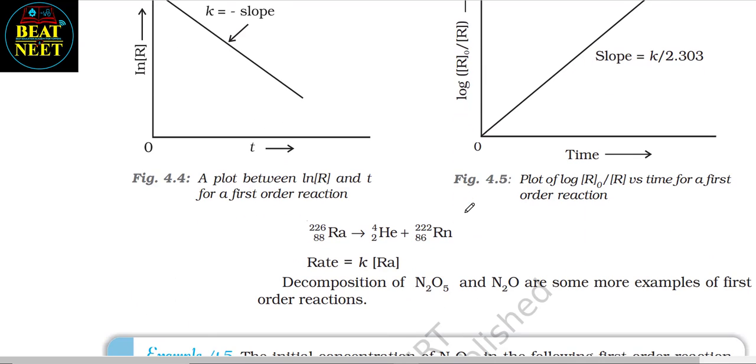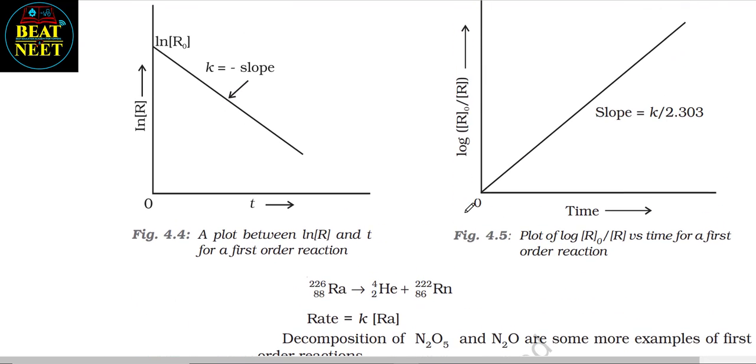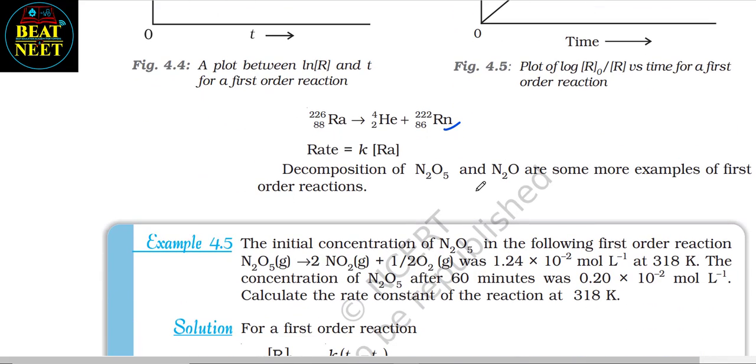See figures 4.4 and 4.5. Ra-226 (88) gives out 4He (2) plus Rn-222 (86). Rate is equal to k [Ra]. Decomposition of N2O5 and N2O are some more examples of first order reactions.